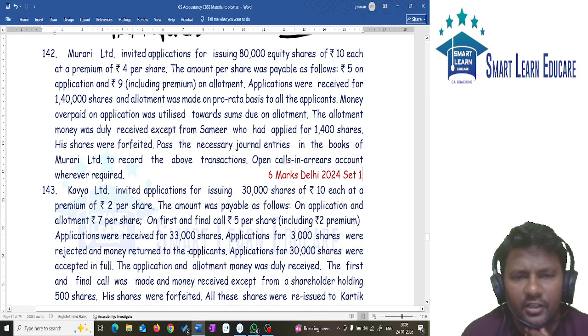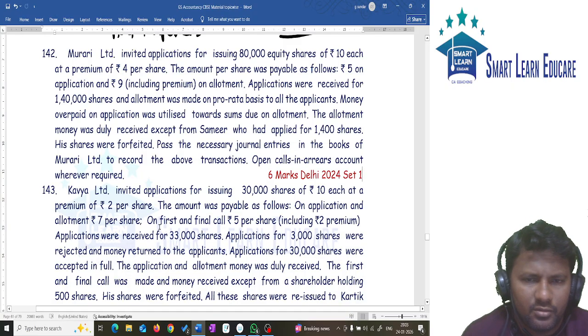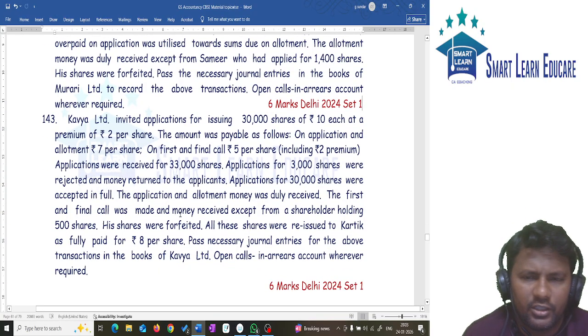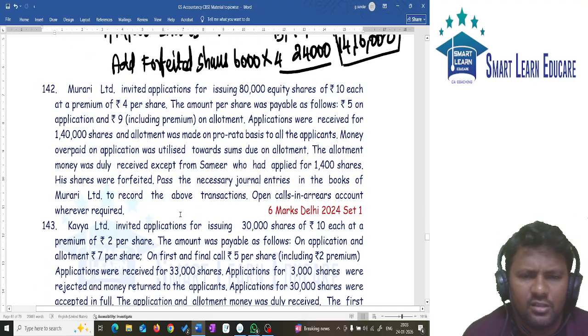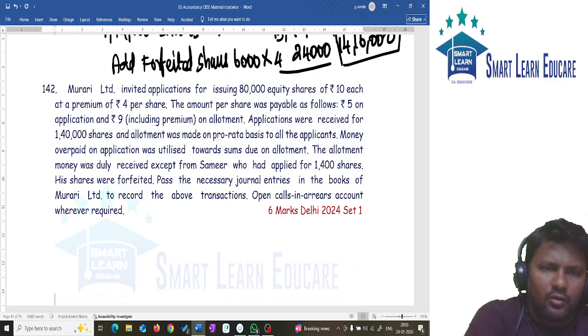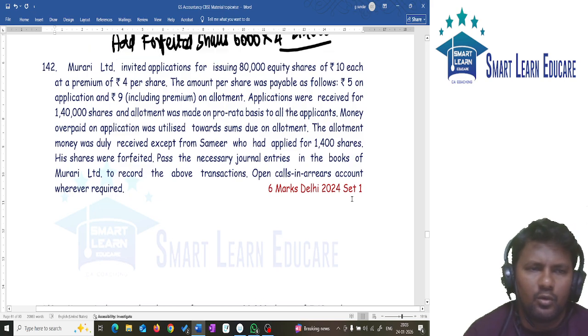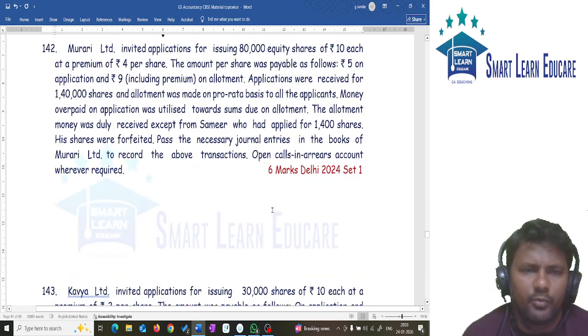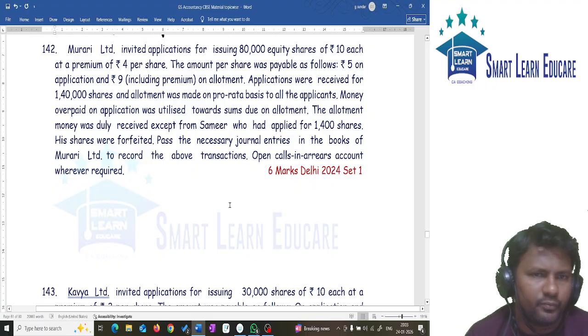We have completed 90 percentage in company accounts. So the last two or three questions we have are for shares, and today we'll be starting with issue of debentures also. Last class we completed up to question number 141. Now proceeding to question number 142.